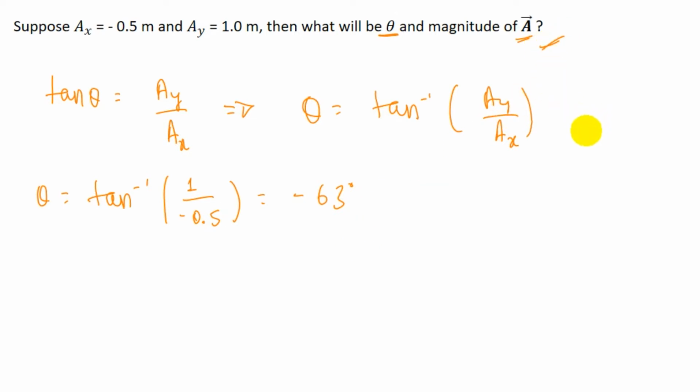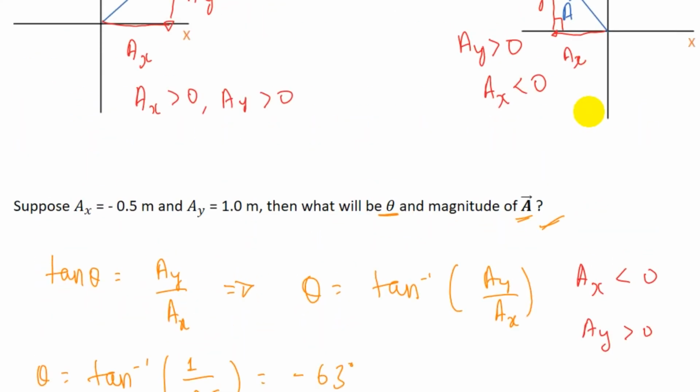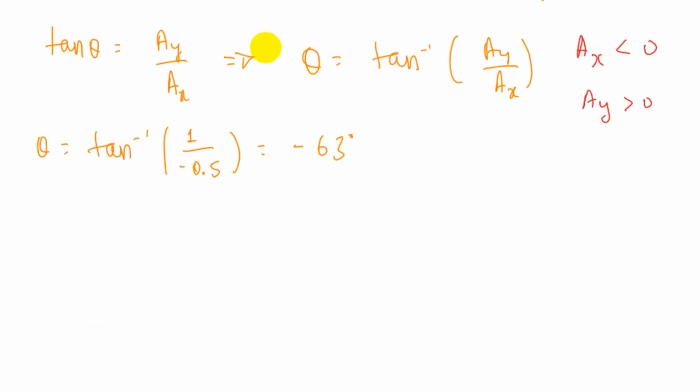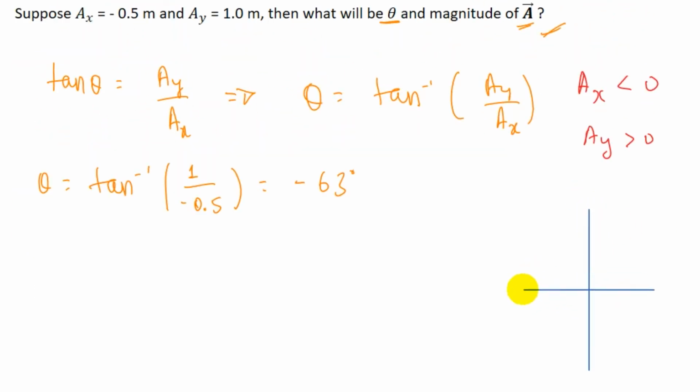So let's try to sketch this vector first. Here we see that ax is negative, so ax is less than 0, and ay is positive, so ay is greater than 0. So this vector would look similar to this vector A. If we draw the A vector, this is our coordinate system. This is positive x, positive y, and the A vector will look something like that. This would be our A vector, and the components of the A vector are ax and ay.